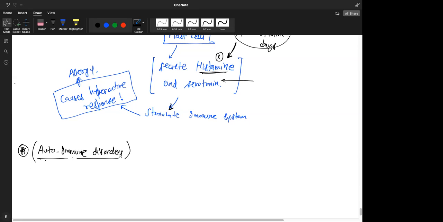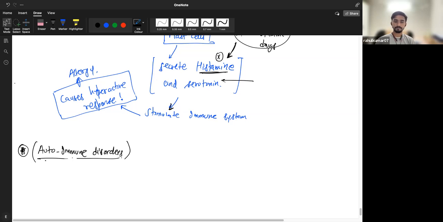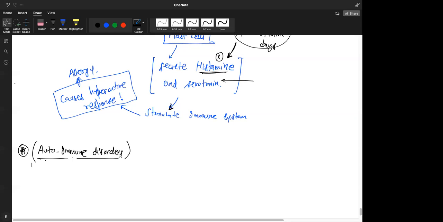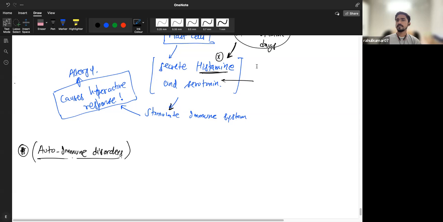The ability for the host to fight the disease-causing organism. Yes, it's called pathogen. The ability of the host to kill the pathogen is called immunity. Now, what is autoimmunity? Now you know the meaning of the word auto and you know the meaning of the word immunity. Yes, Fatima. The cells fighting, like they're fighting on their own.